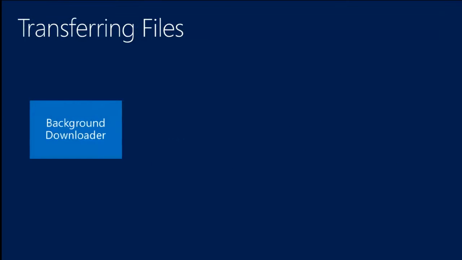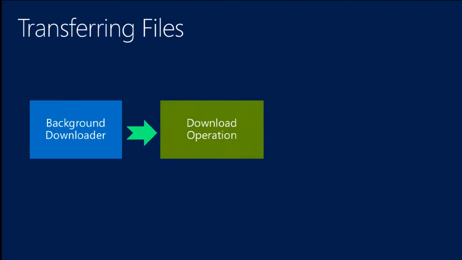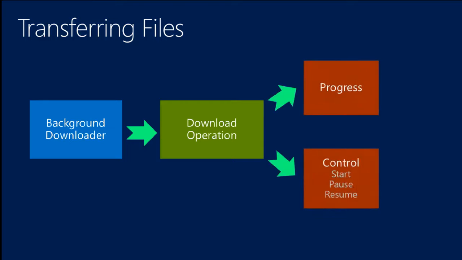So transferring files, I'm going to be talking about downloads, but as I talk about this, you need to remember that there is a corresponding upload. We start off with a background downloader, and there's a background uploader that does the exact same thing, just things move the other way. You use this downloader to create a download operation. This download operation is the key of what you use in your app. From this operation, you're able to check the progress and get status updates on how it's going. You're able to have some control over it, whether you want to stop, pause or resume it. Everything centers around this download operation.